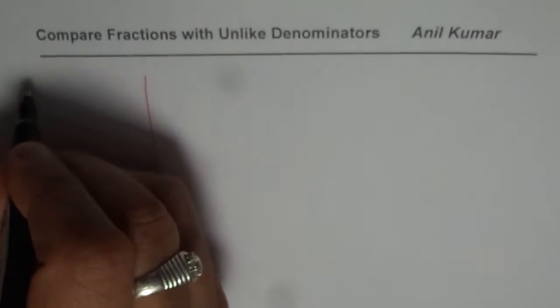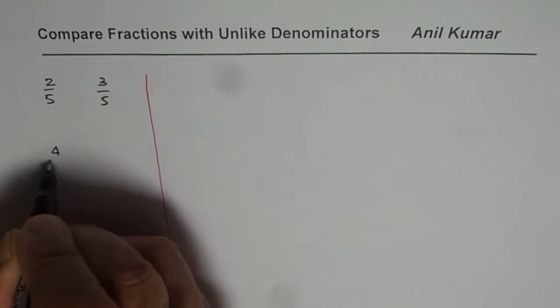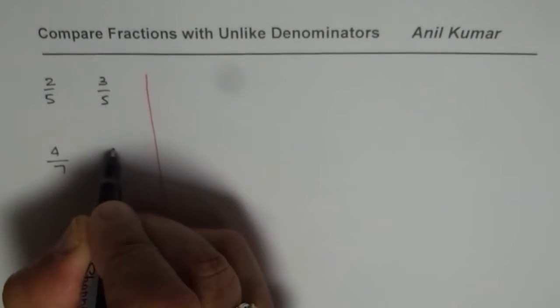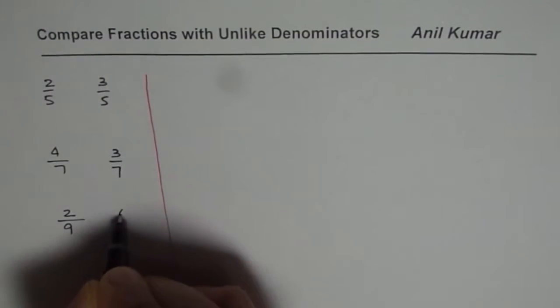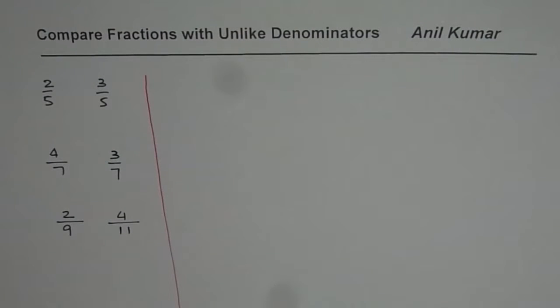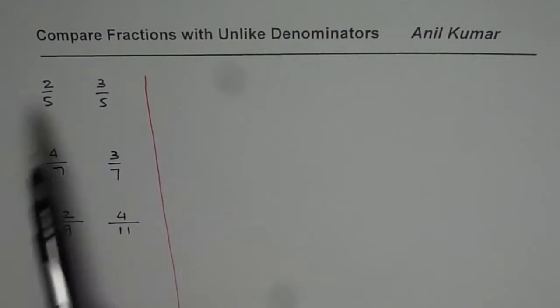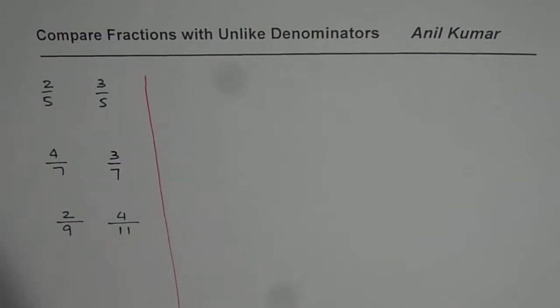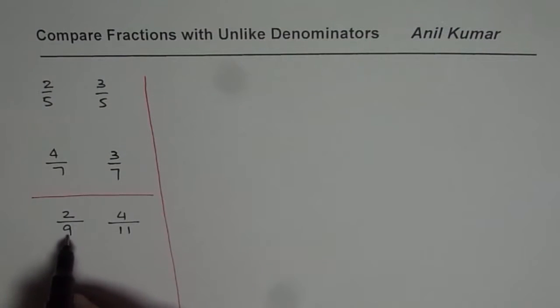If I write fractions like 2 over 5, 3 over 5, 4 over 7, 3 over 7, 2 over 9, 4 over 11, what do you see between these sets of fractions? We have the same denominator. So these are common denominators or like denominators. That is also the same denominators. However, here what we have is different denominators, so that becomes unlike denominators.